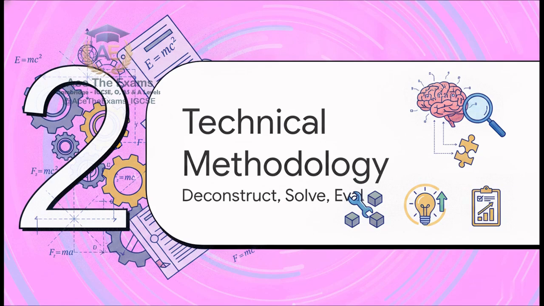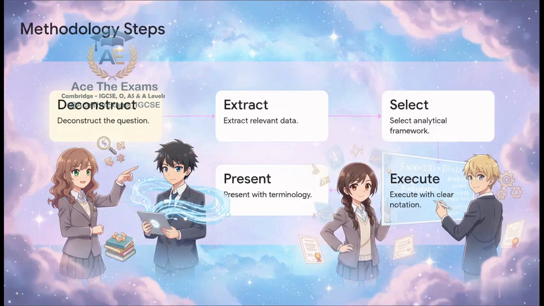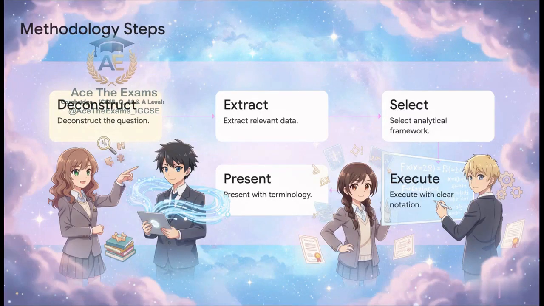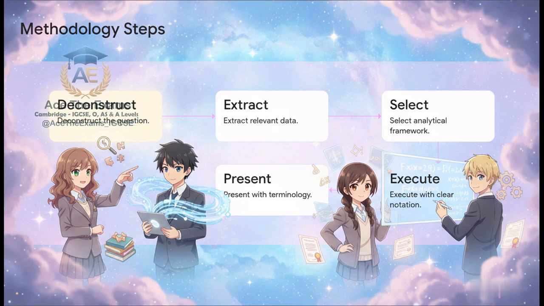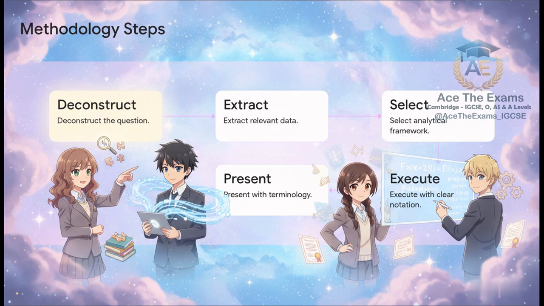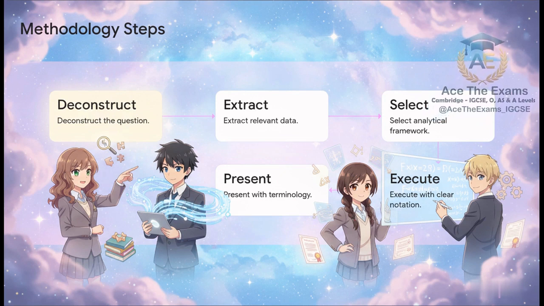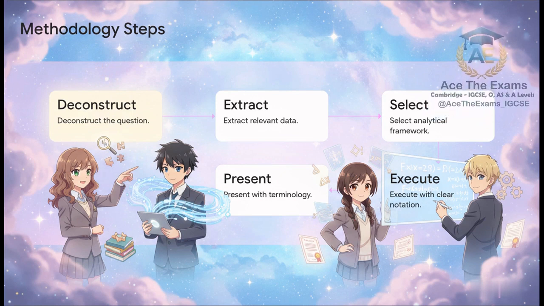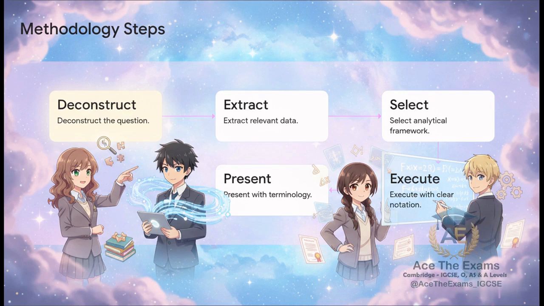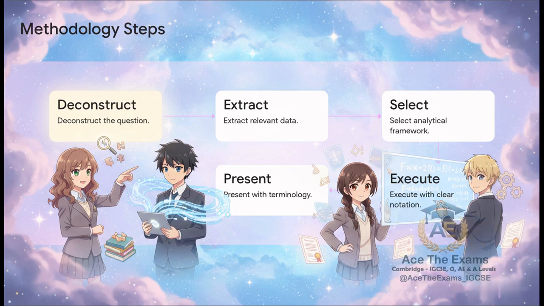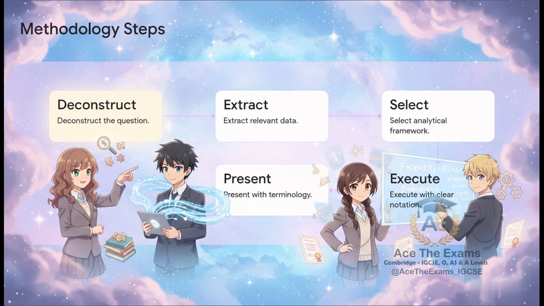Deconstruct, solve, and evaluate. By following these exact 5 steps, you're guaranteeing that your processing is systematic and perfectly aligned with the grading rubric. First up, you deconstruct the question to identify the key elements. Second, you extract the relevant data from the texts or tables. Third, select your analytical framework or the relevant principles. Fourth, execute your analysis with incredibly clear notation. And fifth, verify your results and present them in the proper format. This is exactly how you tackle complex physics texts or datasets without getting totally overwhelmed.